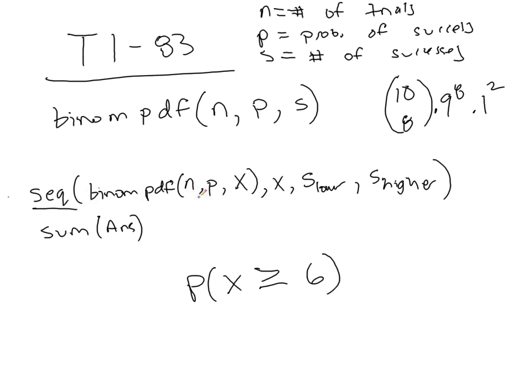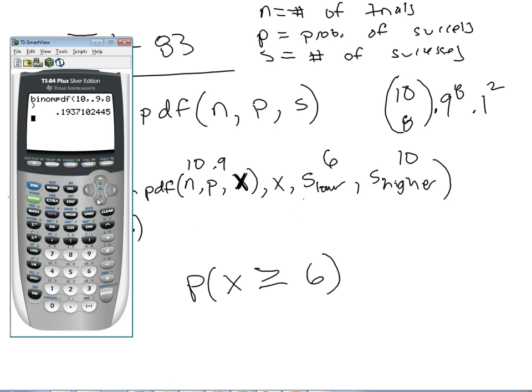So binomial PDF, in this case, we'll have 10, probability of success is 0.9, and we'll put an x right here to indicate that that's an unknown. Then we'll specify x to go from 6 all the way up to 10, so the lower number of successes, the higher number of successes, and then we'll hit enter. That'll produce the sequence of probabilities, then we'll sum them up.